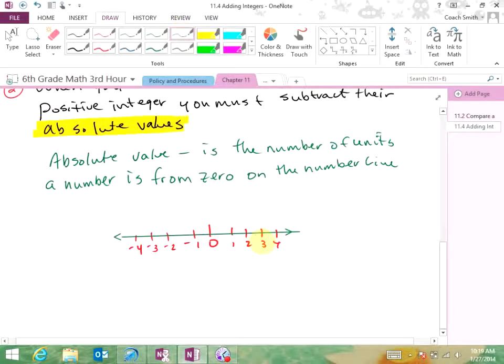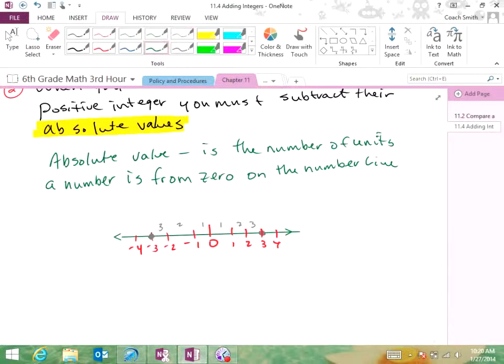If I look at positive 3, how many units is 3, positive 3, away from 0? 3 units. 1, 2, 3 units. Okay? How many units is negative 3 from 0? 3. 1, 2, 3.